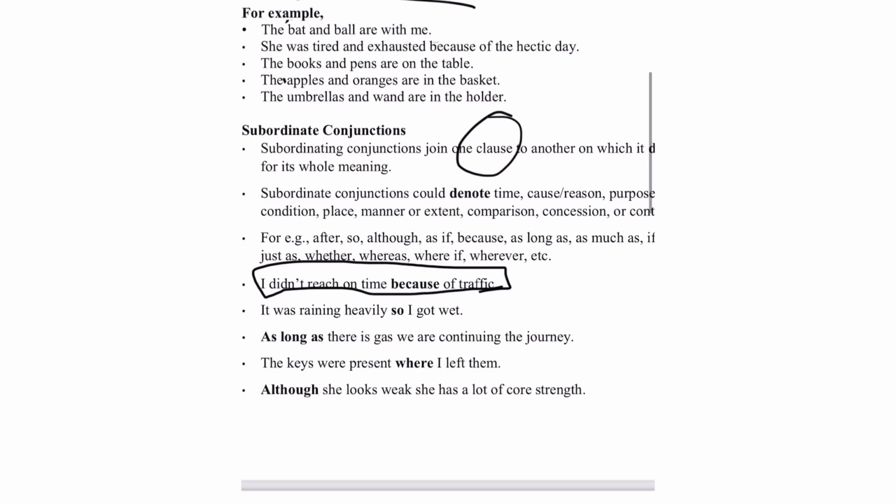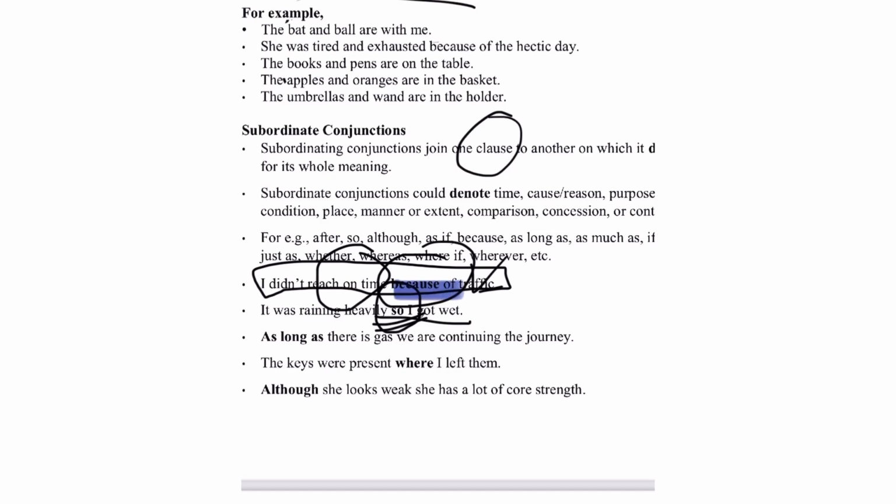The reason why he was not able to reach on time is what? Traffic. So because is a conjunction which gives the idea or reason for him being late. It was raining heavily, so I got wet. Again, one sentence is connected to another through the word or conjunction so.